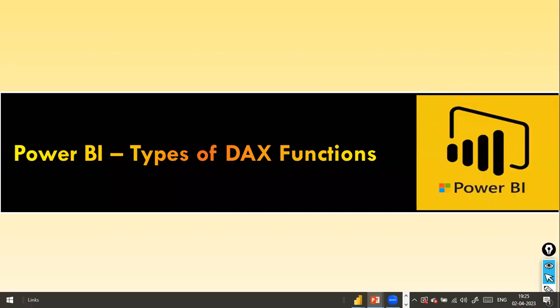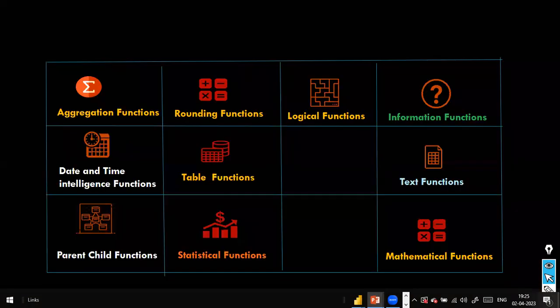Next one is, what are the types of DAX functions that are available? So you have something like aggregation functions, like SUMX, AVERAGEX, AVERAGEA, COUNTA, COUNTX, COUNTAX. Likewise, a host of aggregation functions: MIN, MAX, COUNT, DISTINCTCOUNT, COUNTROWS. Likewise, a host of functions are available as part of aggregation functions, and rounding functions also. A lot of functions are available, and logical functions.